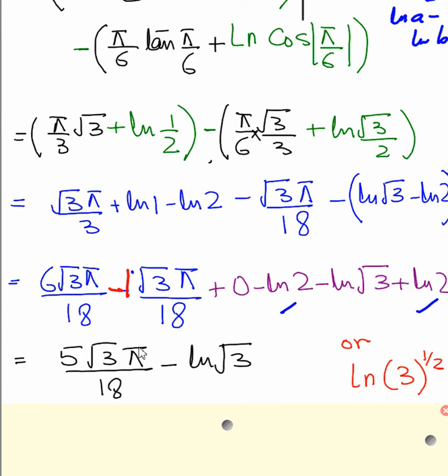So if you want to leave it like this, you can. Or if you want to do something further, this root sign in index form is power half. Half can come here, and you can mention it as half ln 3. So either leave it in this form, or you can express this part like this also.